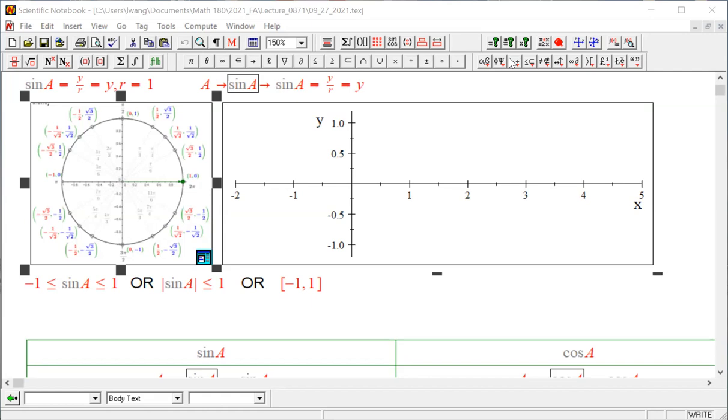Okay, I'm still using this simple example, pi over 6. Suppose I use pi over 6. I'm going to measure that pi over 6 from the standard position, and the terminal is going to be the green. Okay, and here's the green. And this angle is pi over 6.